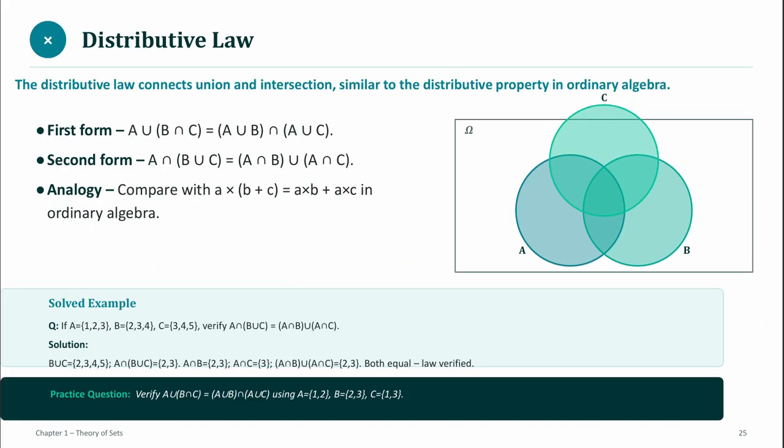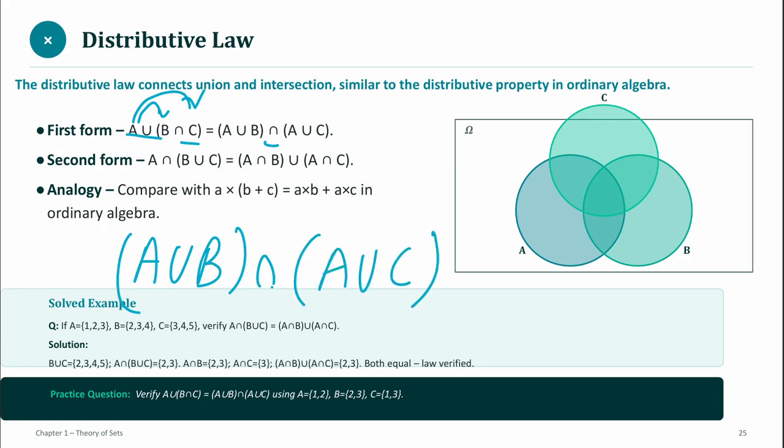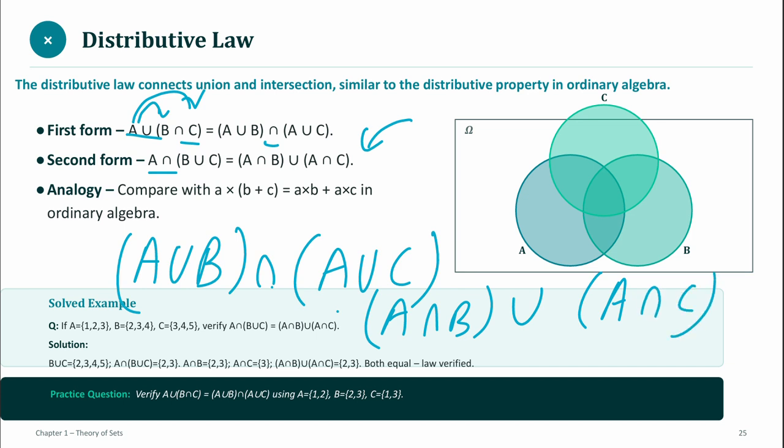Alright. So now let us come to the distributive law. The distributive law connects union and intersection, similar to the distributive property in ordinary algebra. If you see this, A union (B intersection C): we are taking A union B first, then adding the intersection sign, and then A union C. So it goes (A union B) intersection (A union C). This is the first form. The second form is this one. Here we take A intersection B first, then apply the union sign, and then A intersection C. This is the distributive property.